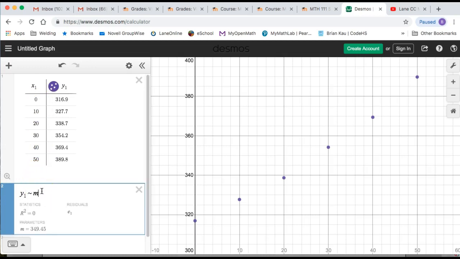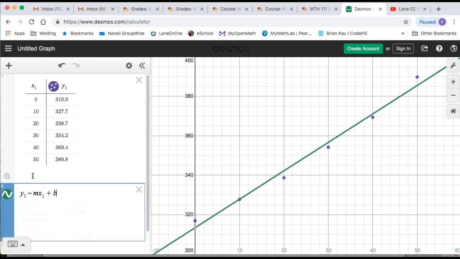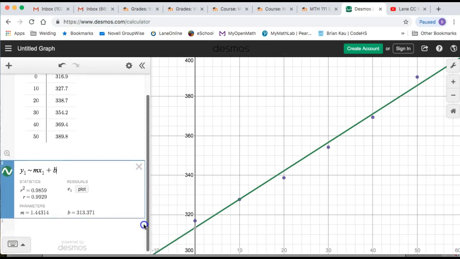We want to use m times x1 and then plus b. So there's our equation. We're going to type in y equals mx plus b, except it's approximately. It looks like it does a nice job here. It goes through one of the points maybe. It gives you the statistics down here. It tells you what m is, that's the slope, and it tells you what b is. That's the y-intercept. And it's showing you right here where the y-intercept is.